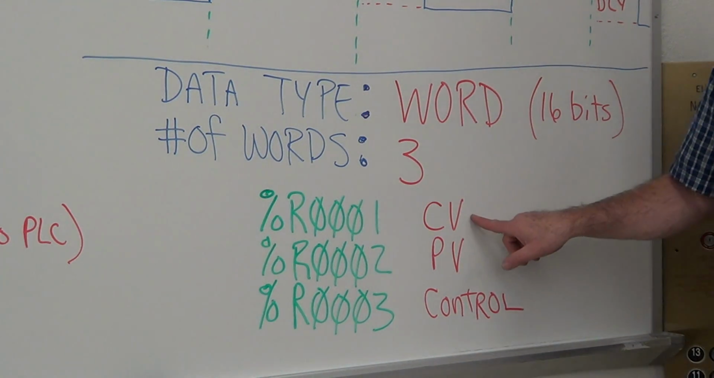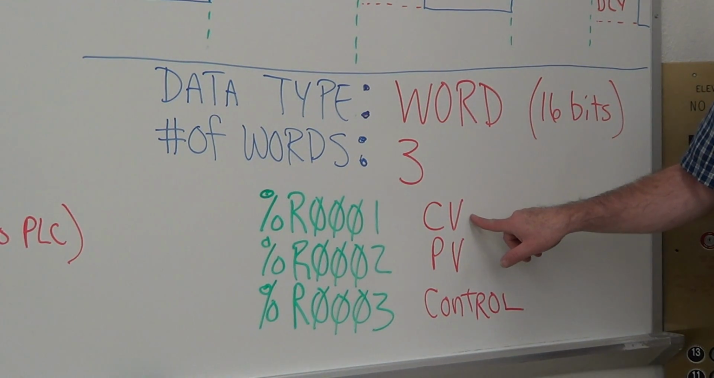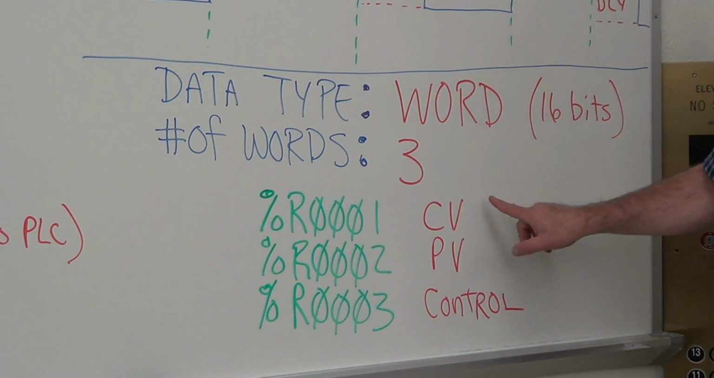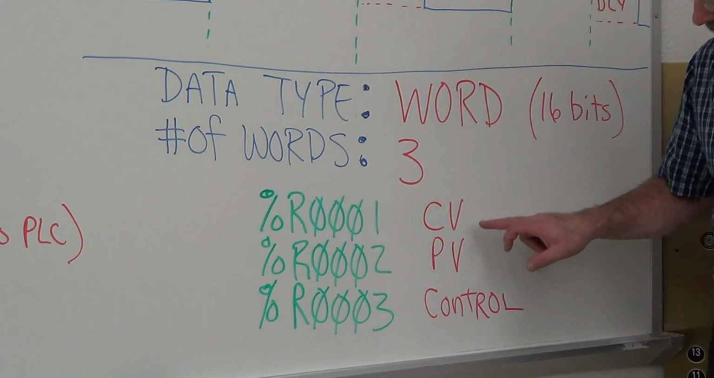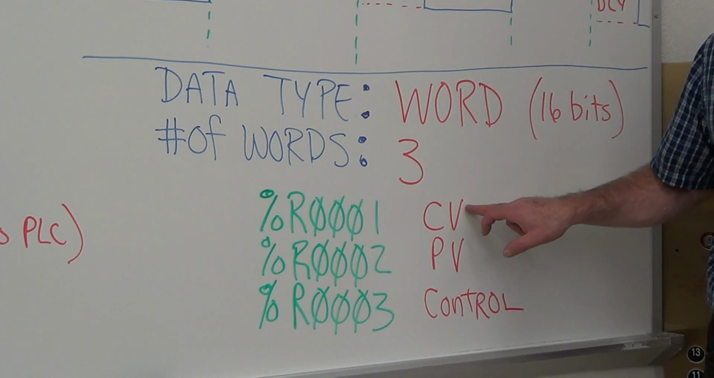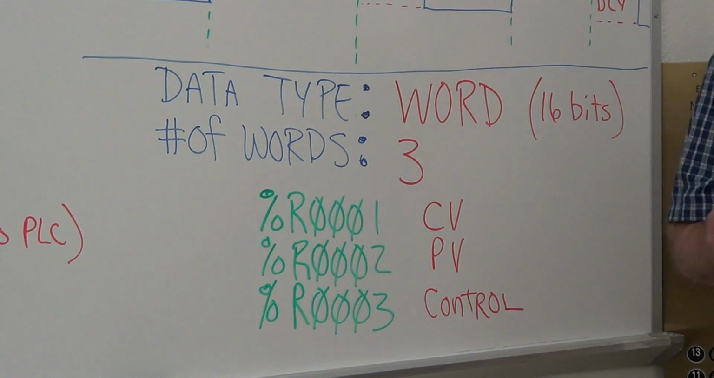Okay? The first one is CV. CV is the current value. That's where your timer currently is. And we're going to be talking about this. You can do math. You have PV and CV. You can subtract your CV from your PV and you can calculate how much time you have left. Okay?